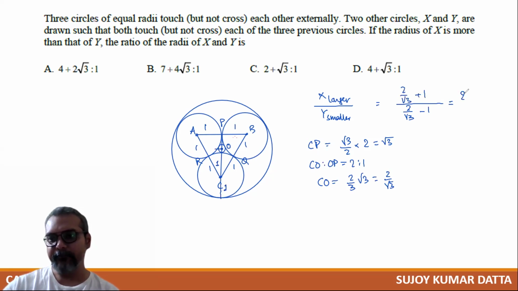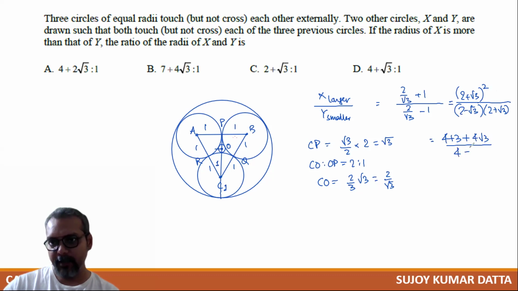So simplifying, it's (2 plus root 3) upon (2 minus root 3). Now they are in the rationalized form. So we rationalize by multiplying the conjugate. So we have squared on top. So that becomes (4 plus 3 plus 4 root 3) divided by (4 minus 3). So you have (7 plus 4 root 3) divided by 1. So that is the second option. Okay, let's move to the next one.